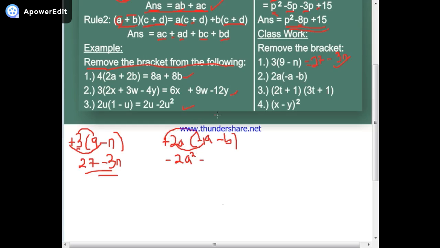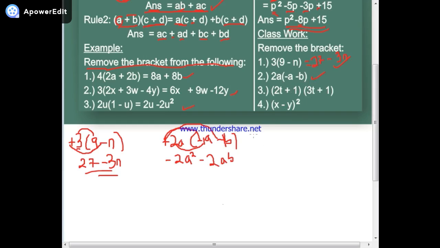So after that, you now do this one again, because you're going to use this 2a to multiply this minus b again. That is plus times minus again, plus times minus will give you minus, and 2 times 1, because we have only one b here, that is 2, and a times b, that is ab. So that means our answer here will now be minus 2a square minus 2ab. So that will be our answer for that section.